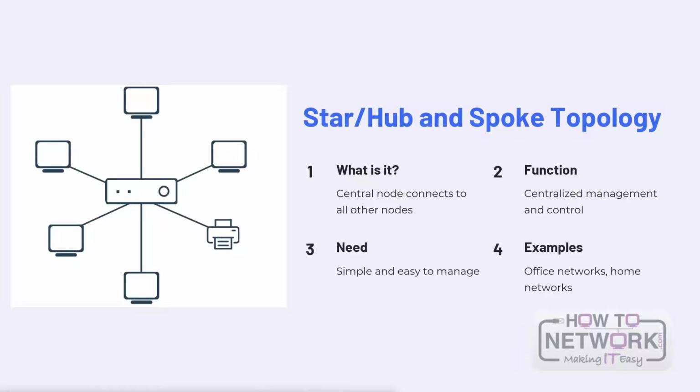Another type of topology is the star, or the hub and spoke topology. The star hub and spoke topology is a commonly used network configuration characterized by a central hub, or switch, that is connected to all other network devices, forming a star structure. This central node acts as a central point for data transmission and management, simplifying network administration and providing a centralized point of control. In this topology, all communications between devices must pass through the central hub or switch.